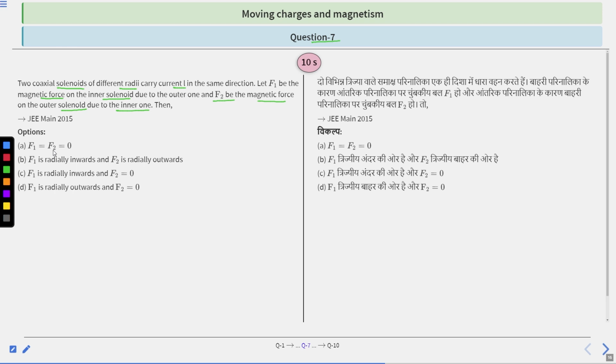Option A is F1 is equal to F2, which is equal to 0. Option B, F1 is radially inwards and F2 is radially outwards. Option C, F1 is radially inwards and F2 is 0. And option D, F1 is radially outwards and F2 equal to 0. So which one is correct? You have 10 seconds to solve this question. After 10 seconds, we will provide the solution. Let's find the solution.